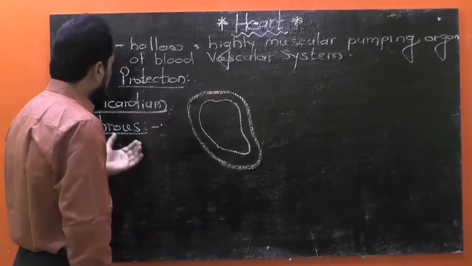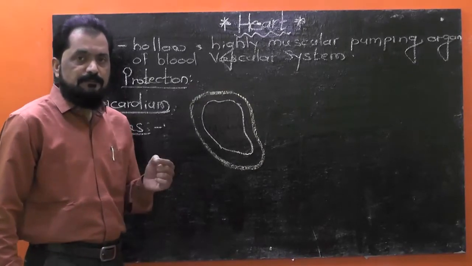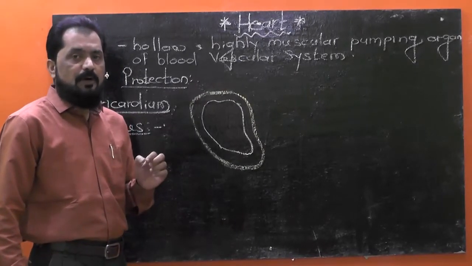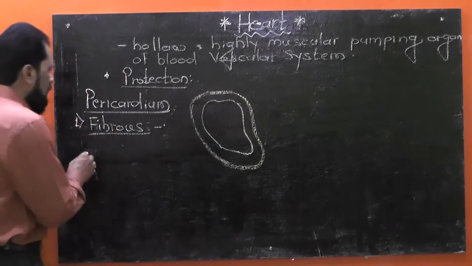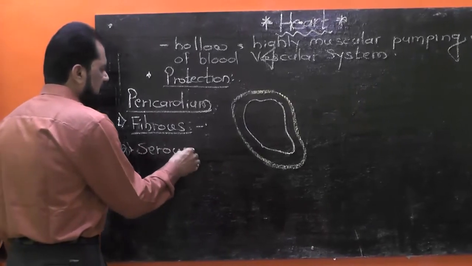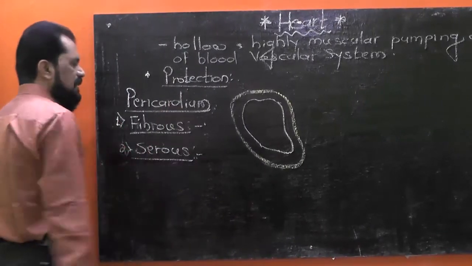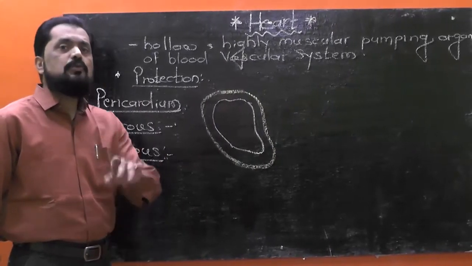I said that the fibrous pericardium is outer, quite thick, tough and made up of non-elastic fibrous connective tissue, while the inner wall is known as serous pericardium. Serous pericardium comprises again two sublayers.